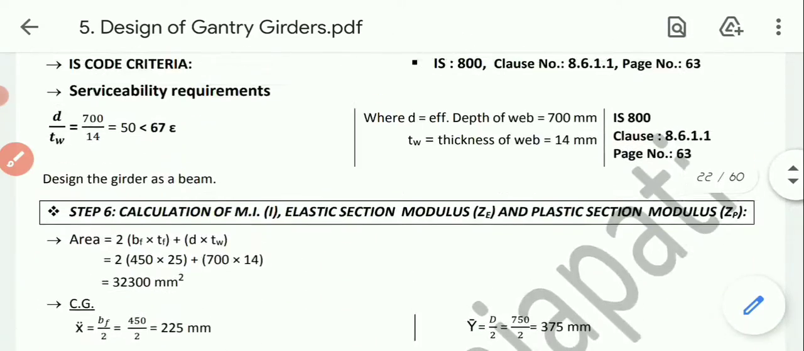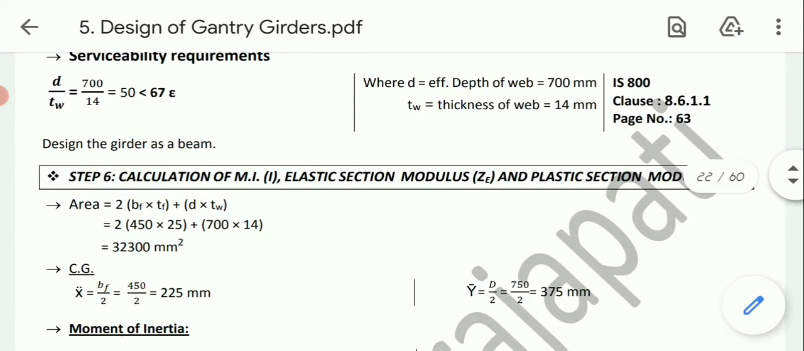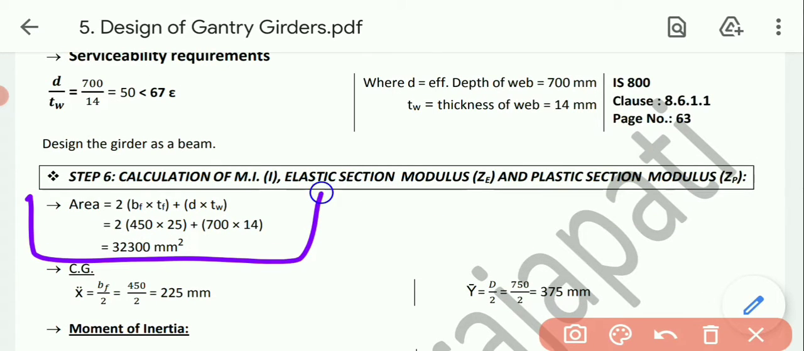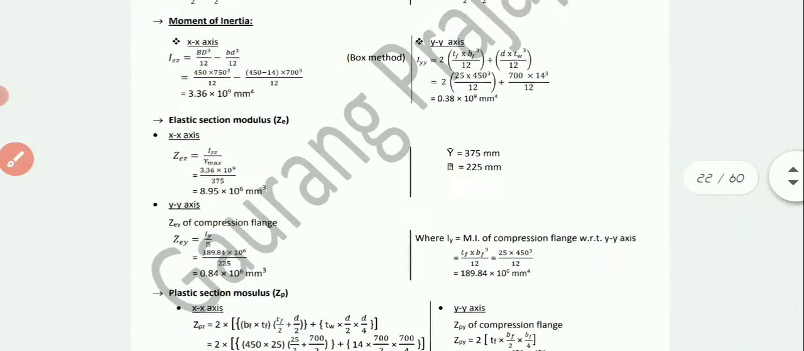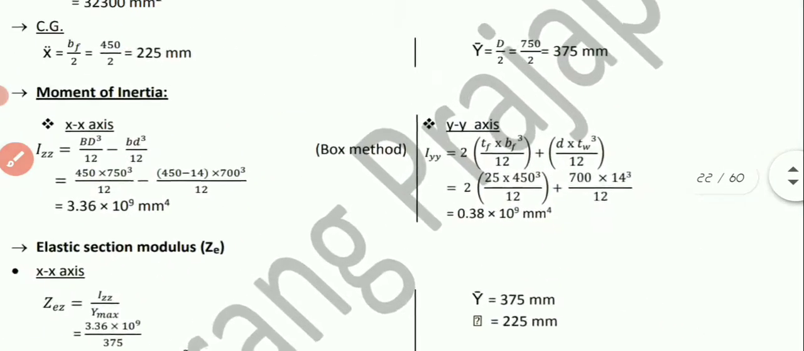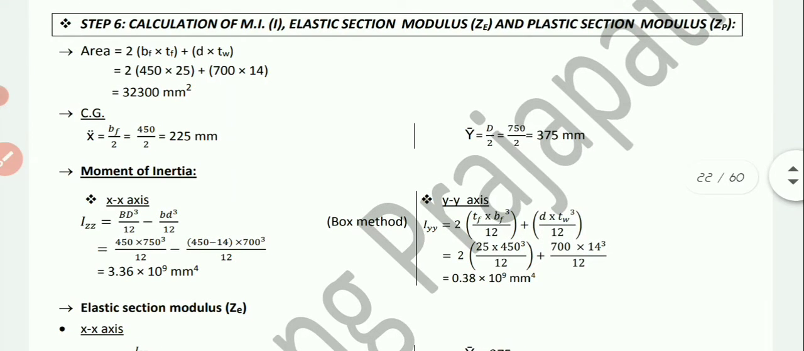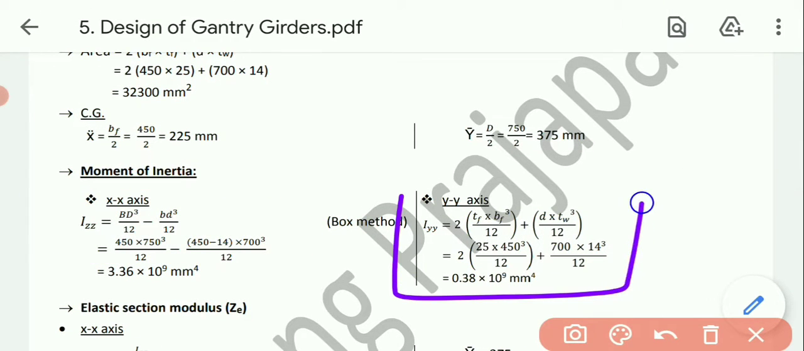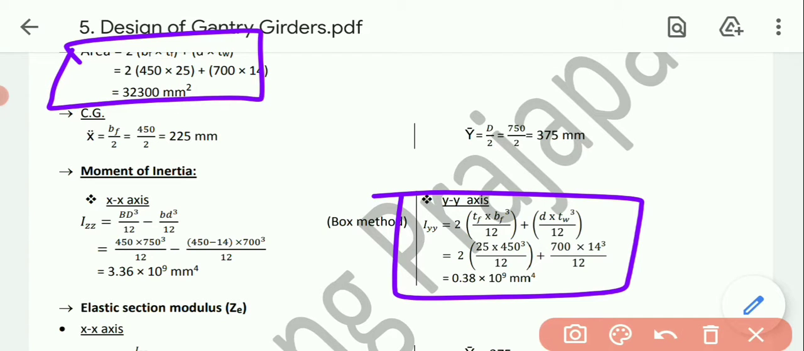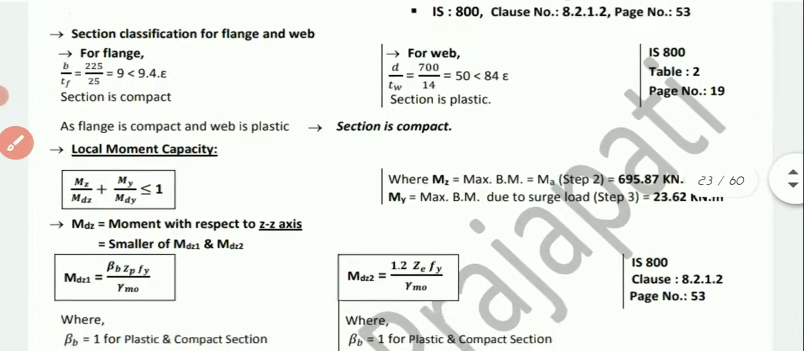Okay, let me take you to step number 6. First of all, the area of the gantry girder is 32300, while for Iyy, just a minute, that is over here, 0.38, and over here the area. So we have both the values. So let's calculate ry, root of I by A.